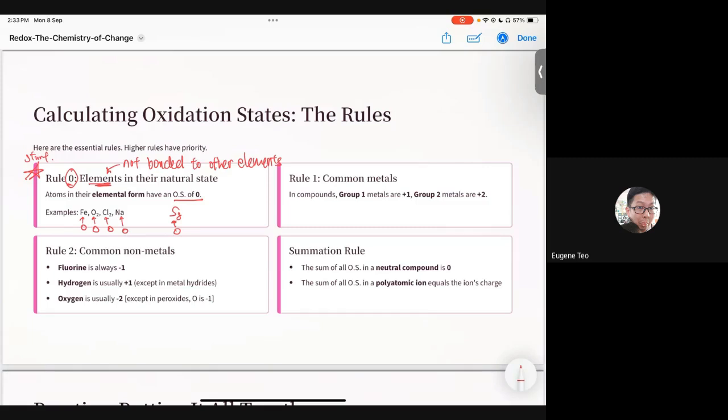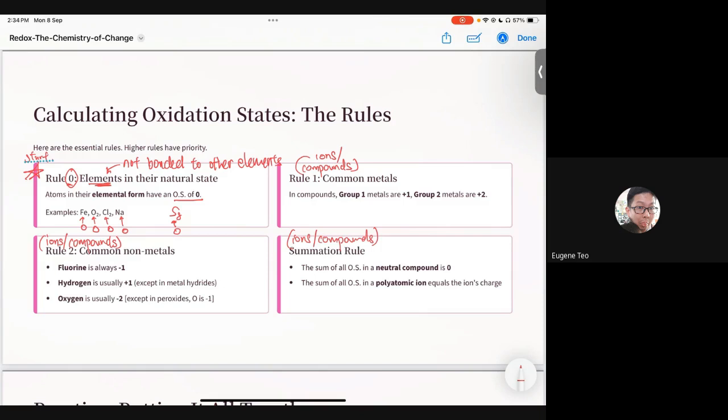Next. Now, rule 1 and rule 2, these are when things are in compounds. Rule 2 is for ions/compounds. So take note, that means it has bonded with other elements. The summation rule, you can think of it as also for ions/compounds. So elements is for rule 0. Rule 1, rule 2, rule 3 apply to ions/compounds.